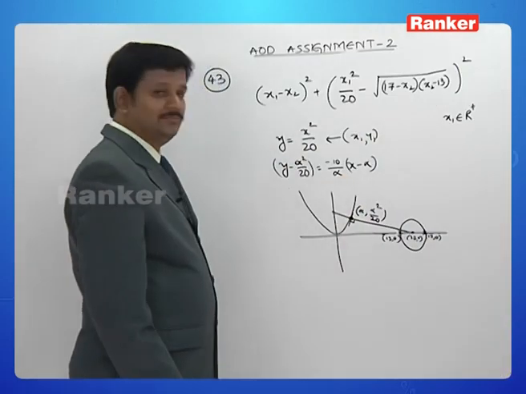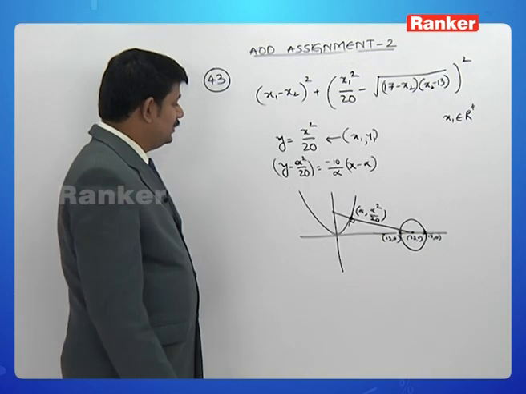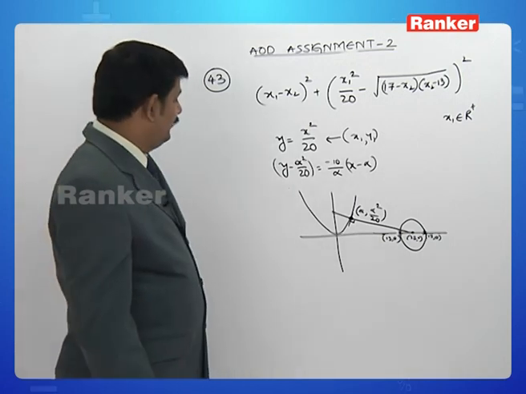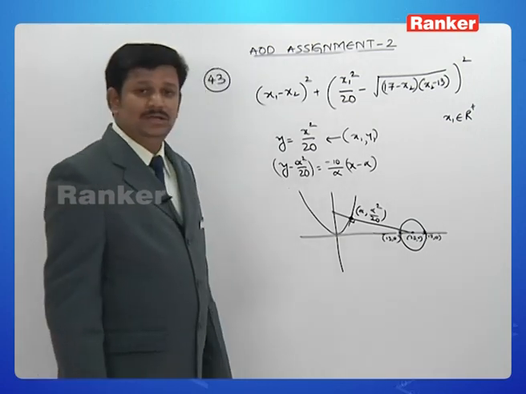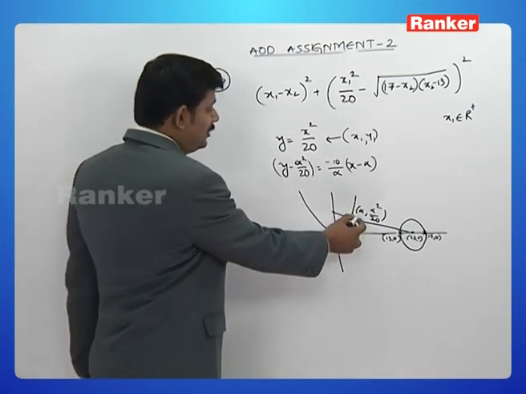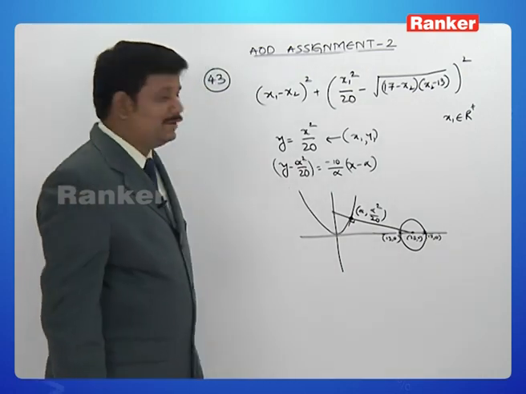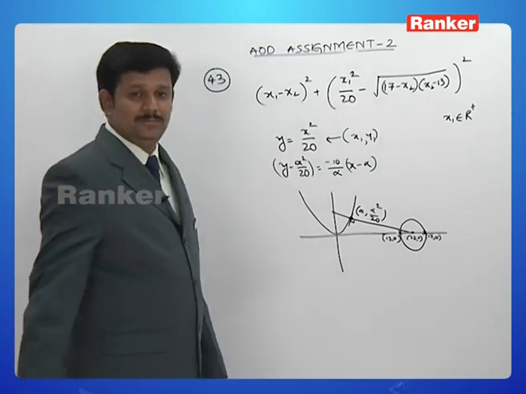10 goes up, and the equation of the normal is y minus alpha square by 20 is equal to minus 10 by alpha into x minus alpha, at any point alpha comma alpha square by 20 on the curve y is equal to x square by 20.